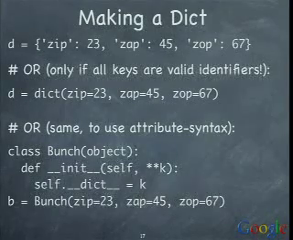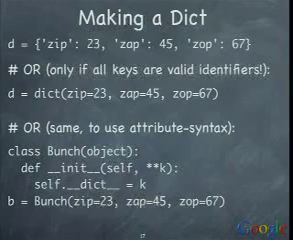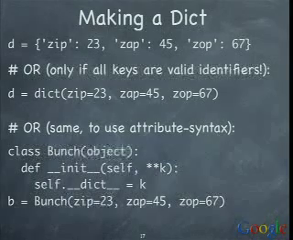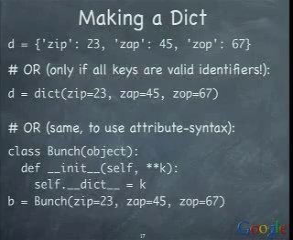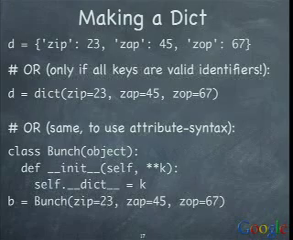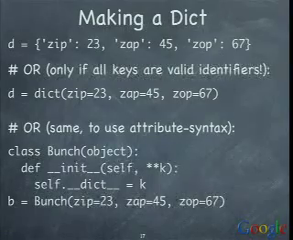If you want to use attribute syntax for access, to access this, it would have to be D, open bracket, quote, ZIP, quote, close bracket. A little bit too much punctuation. If you use this trick from the cookbook, you can then access b.zip. The only problem is that all the keys need to be valid identifiers. So for example, if one of your keys is the word print, you cannot do this, because print is a keyword in Python, so you cannot use it as an identifier.